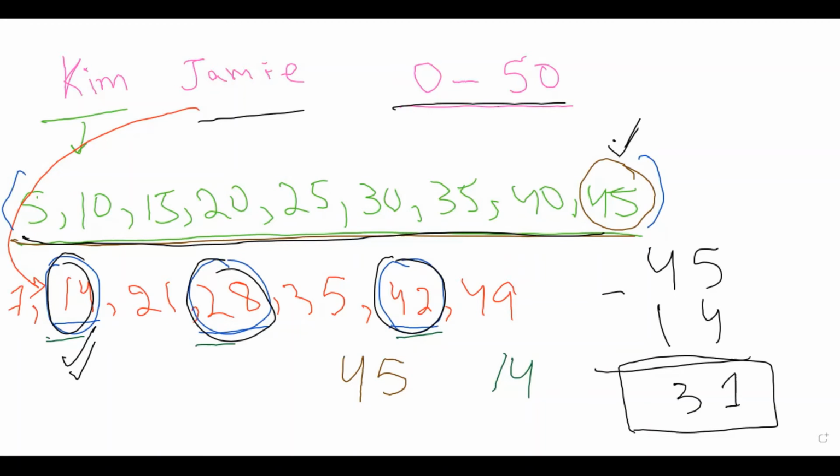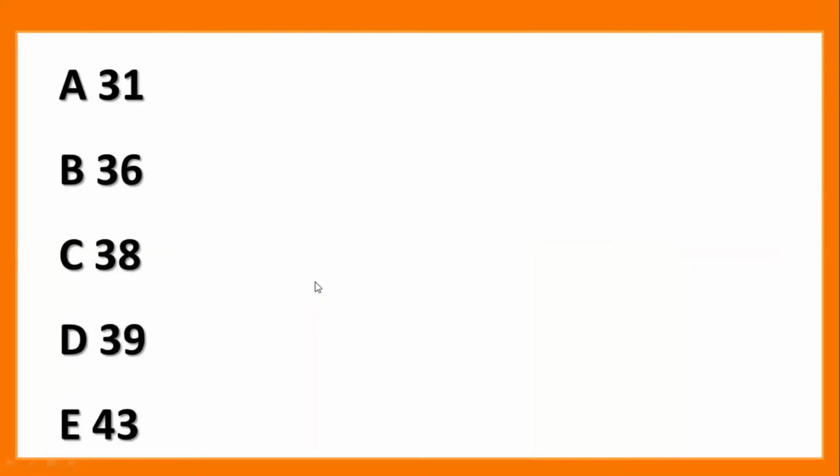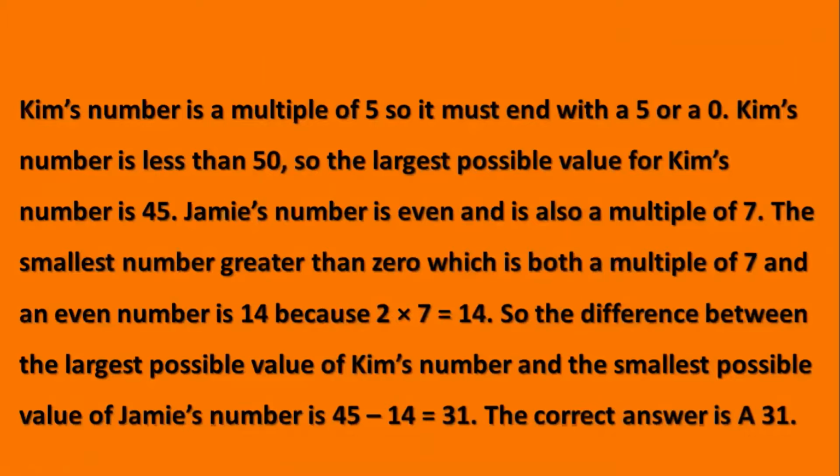So let's move towards the slides and see the options and answer. What are the options? A 31, B 36, C 38, D 39 or E 43. What was your choice? A, 31. Let's see the answer. 31. Very good. It means that your thinking skills are increasing day by day.